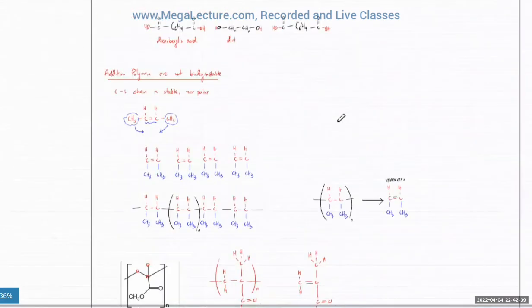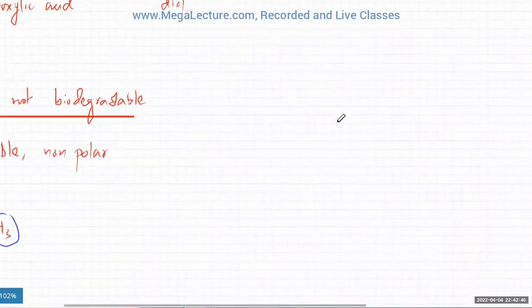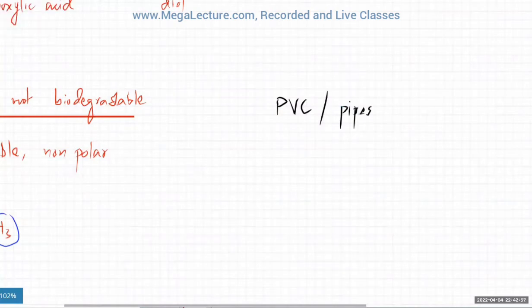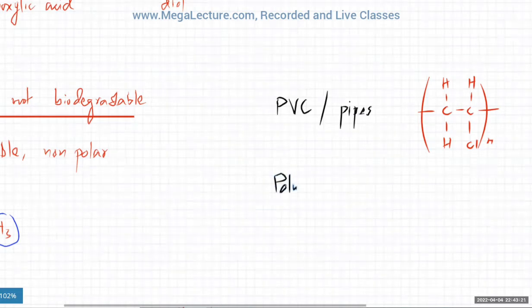So that's about addition polymers, and remember they're not biodegradable. I'll just give you some examples. You should know that PVC is used in pipes and tiles, etc. PVC is like polyethylene, except that there is one Cl substituted. Polyethylene is another one. Polyethylene is your plastic bags. Your normal everyday plastic bags, those are polyethylene bags.